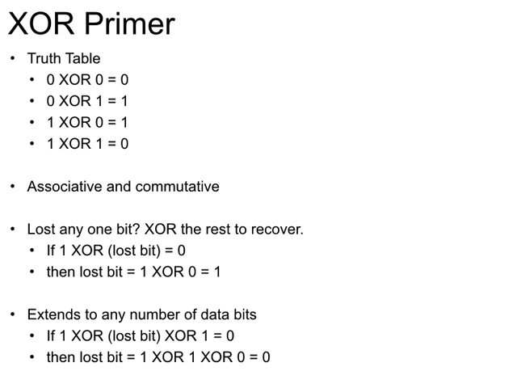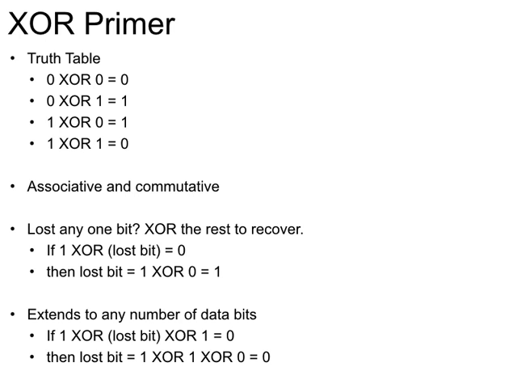This property also extends to any arbitrary number of bits. So in the next example, if you had 1 XOR lost bit XOR 1, which is equal to 0, then you can recover the lost bit by doing an XOR of the remaining information. So 1 XOR 1 XOR 0 equals 0. So the 0 is the lost bit. You can experiment with various combinations to see whether you can recover the lost data, just to convince yourself that XOR does indeed help.